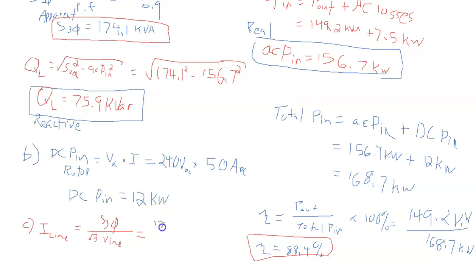And so we have 174.1 kVA divided by √3 and divided by V line, and the rated value for V line is 440 volts, and we use that value because we haven't been given a measured value. And so the line current then comes out to be 228.5 amps I got here.